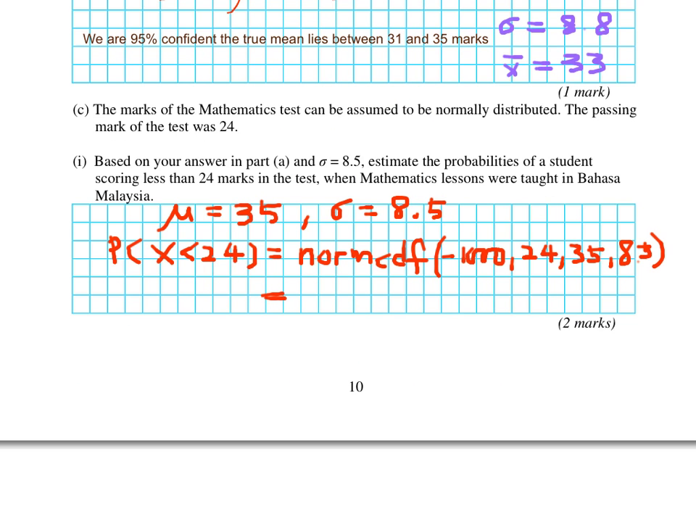Next, read through this and use the information from part A. It asks for less than 24 marks. So use the graphics calculator and input this. Here again you can key in any very negative value, that will be okay, and you will get 0.0978 up to 3 significant figures.